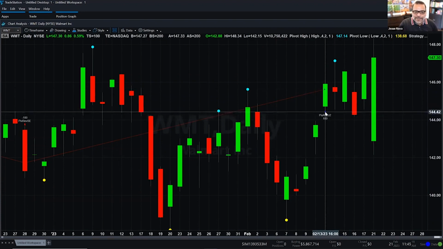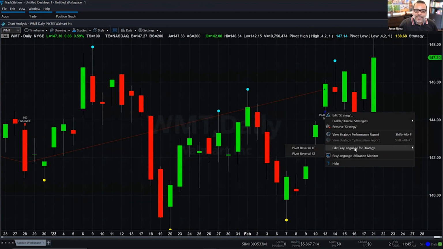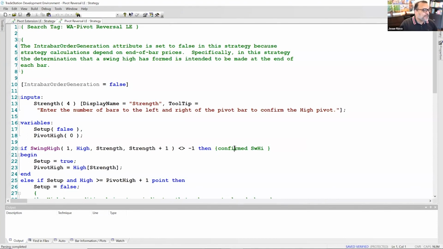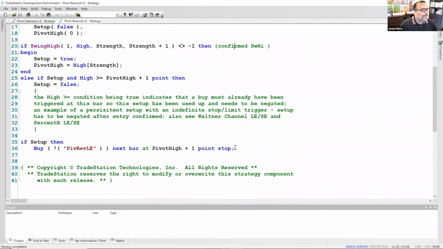If I want to go to the specifics, I right click, go to the EasyLanguage for this strategy and open up the long entry. Notice something really interesting here. All right, here it is. The buy command: buy next bar at pivot high plus 1 point stop. This is syntax that allows you to look at a price that happened historically and then add a point to it so that it constitutes a breakout. It's not only touching it, it's actually breaking it by adding a point to your pivot high.